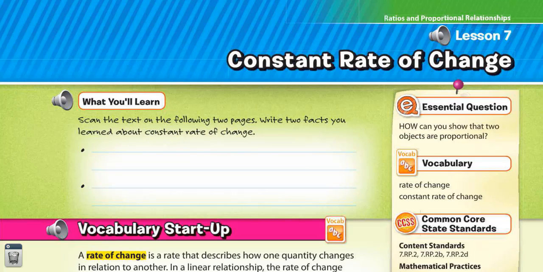Ladies and gentlemen, today we are looking at constant rate of change. Constant rate of change is the idea of identifying when there's a change happening, what is the constant, obviously that's where it gets its name, the rate at which it changes. So finding a pattern. Again, this is math, it's all about patterns.